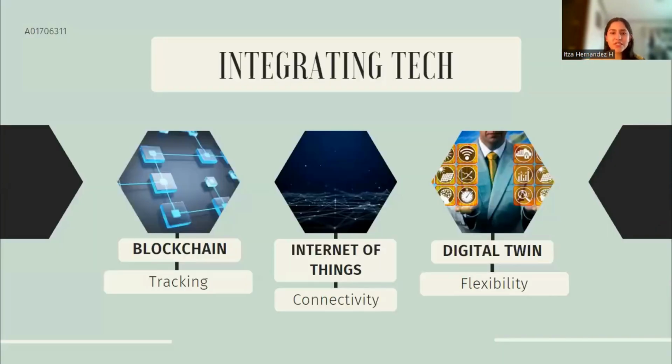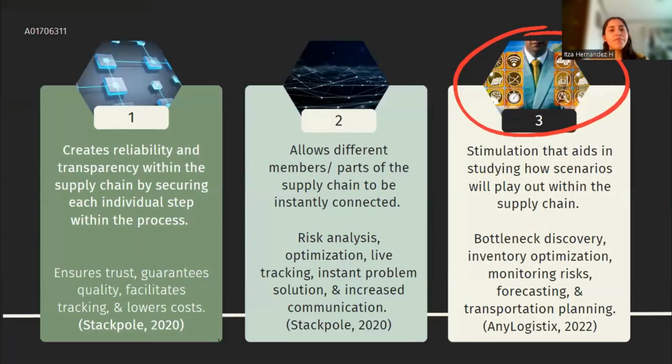Now, when analyzing what technologies could be integrated into the supply chain in order to create a more favorable, more competitive supply chain for the company, the following 3 presented on the screen were found: blockchain, Internet of Things, and the digital twin. Further explaining these, we find that the blockchain creates reliability by creating transparency. It allows not only the company, but the final consumer, to see exactly step-by-step where the product, the resources, and the manufacturing process, et cetera, have been in order to understand the supply chain. This ensures trust, guarantees quality, facilitates tracking throughout the whole process, and lowers costs.